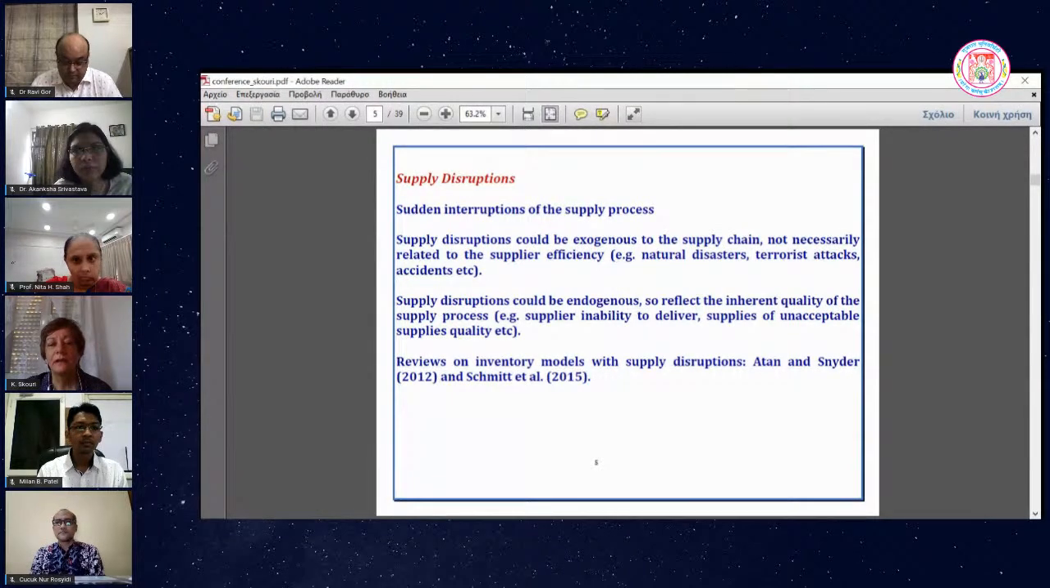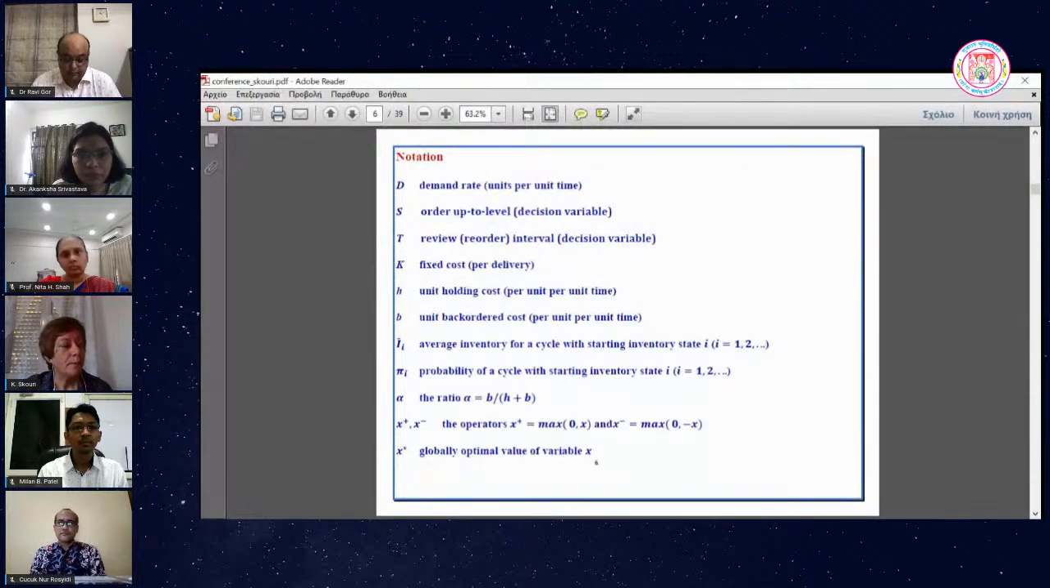Here there are some reviews on this topic. Our work is at the interface of these two areas. And we present the basic notation we will use.